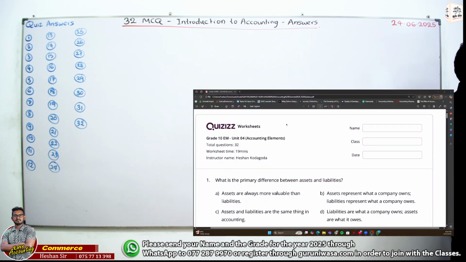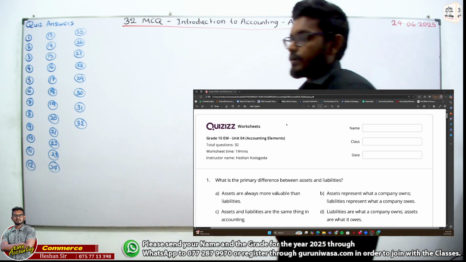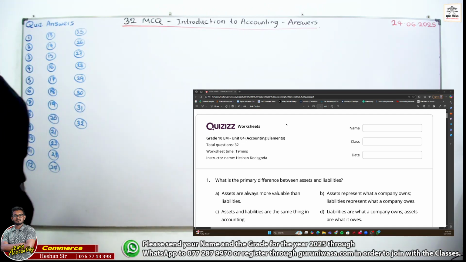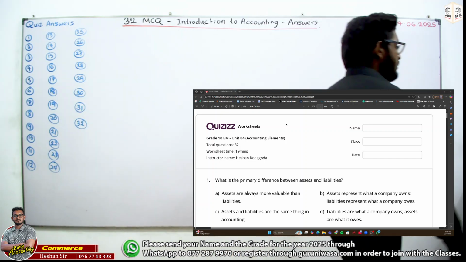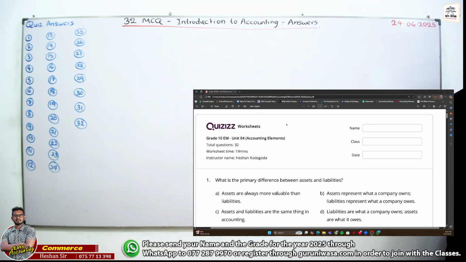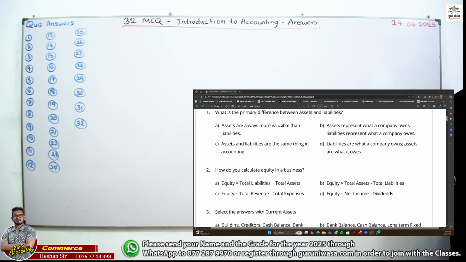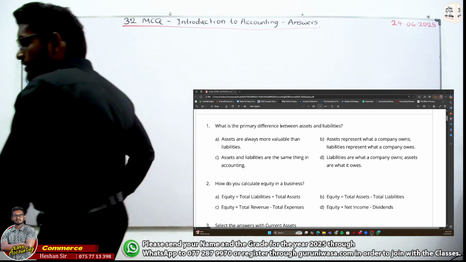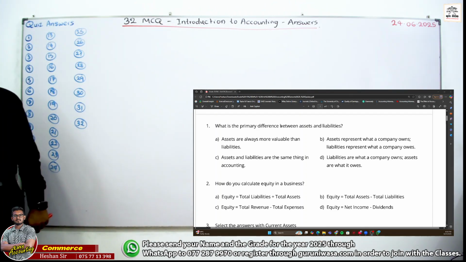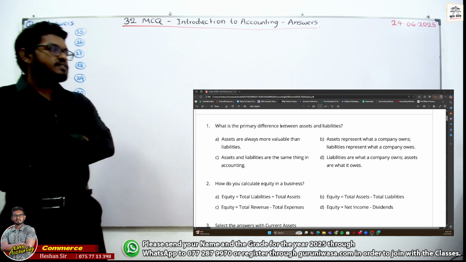So this is the quiz I gave you. Let's start with question number 1. If time permits, let's go to the other questions in the reduction to accounting tutorial. So first one, what is the primary difference between assets and liabilities?